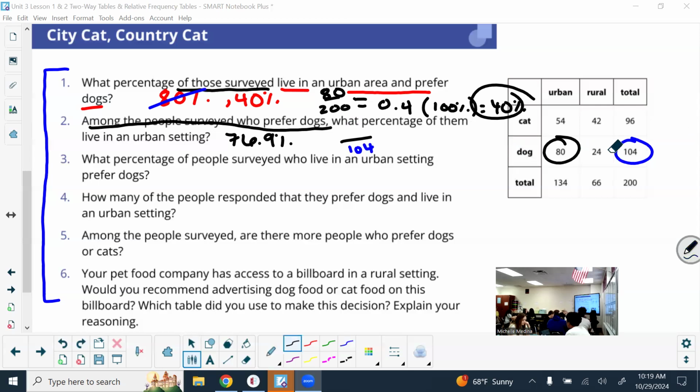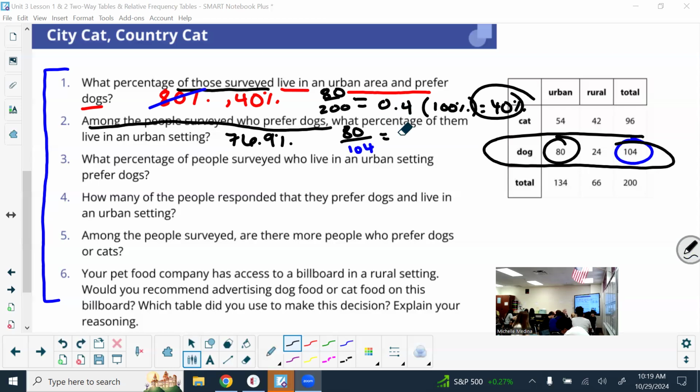So of my people that prefer dogs, this row is where I should be looking. How many of those people live in an urban setting? Okay, so it's 80 divided by 104. So anything that follows "among" is usually the denominator. And again, it should never be over 100%, so that should be your sign to put it in the denominator.